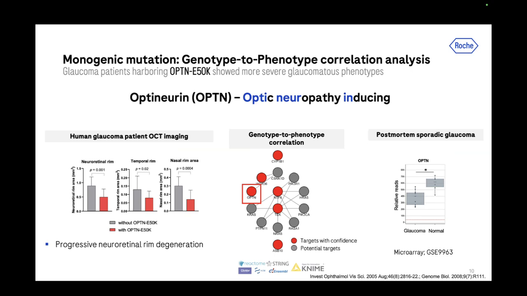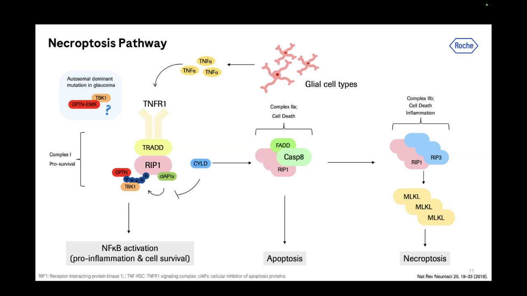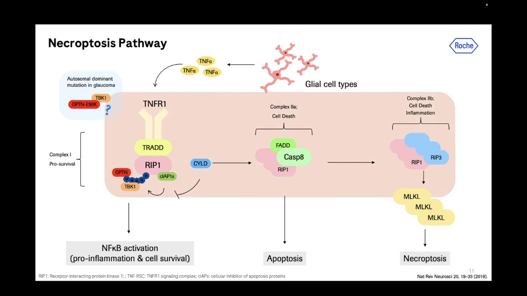Now bringing the focus back to inflammatory cell death. Previous studies have shown that glaucoma patients carrying the E50K mutation tend to develop a more severe and rapidly progressing form of disease. In addition, OPTN expression is reduced in sporadic forms of glaucoma. So OPTN malfunction may sensitize the cell to the RIP1-dependent inflammatory cell death pathway, as this mutation may alter the inhibitory protein of the RIP1 pathway.